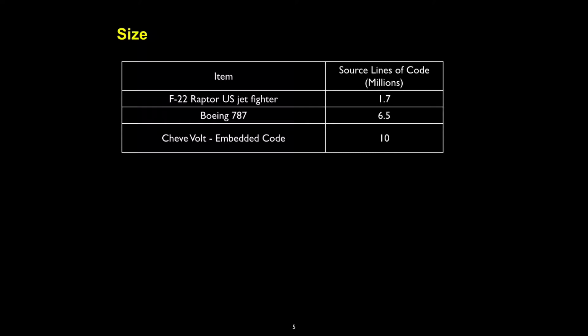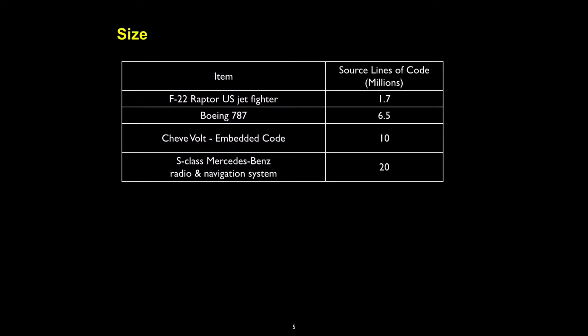But you have to, the sensors, these days cars have thousands of small little ICUs, right? They're small little chips that have some intelligence. They need to be programmed. Mercedes-Benz, with their high-end cars, the radio navigation system is like 20 million lines of code.